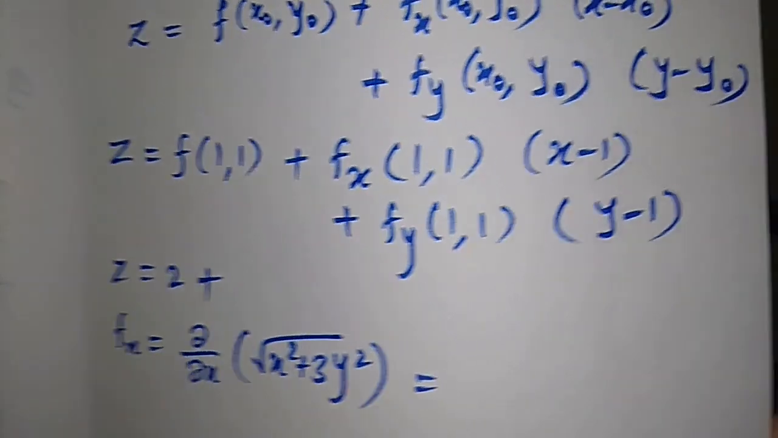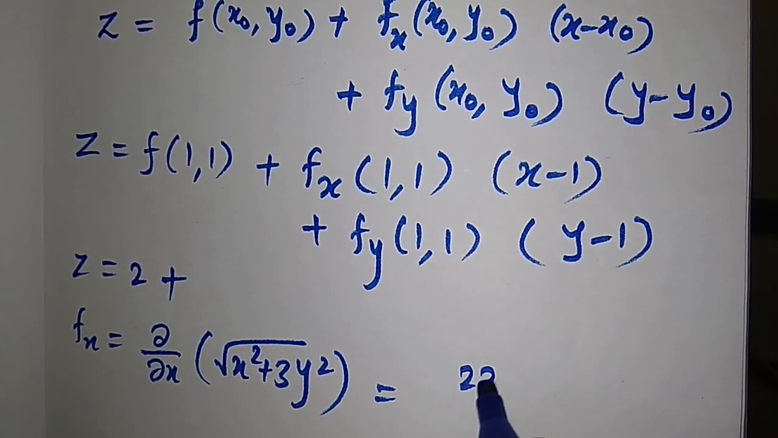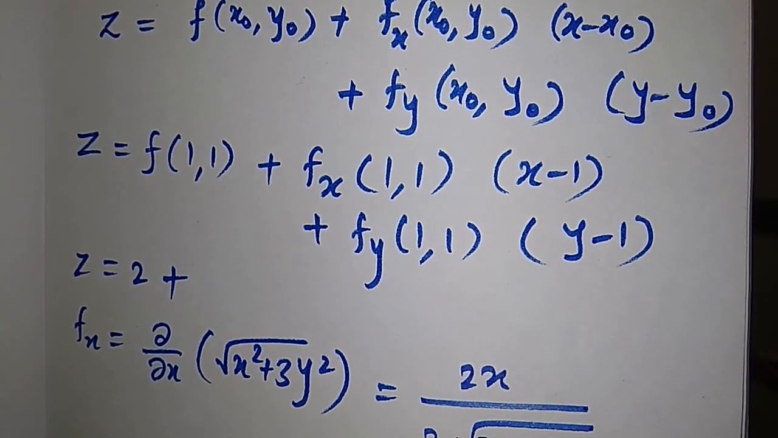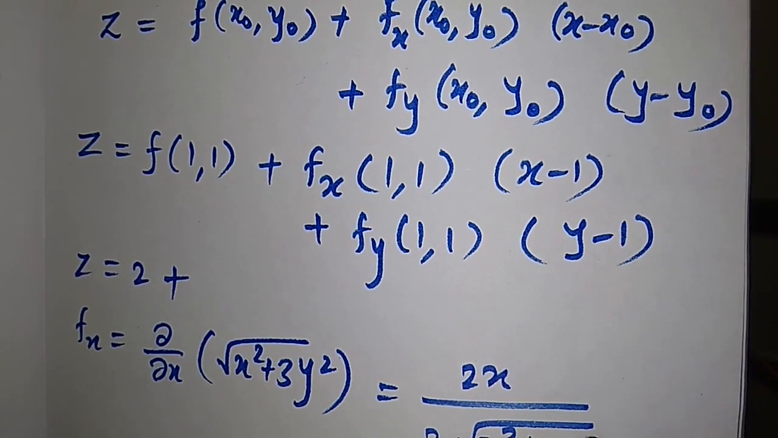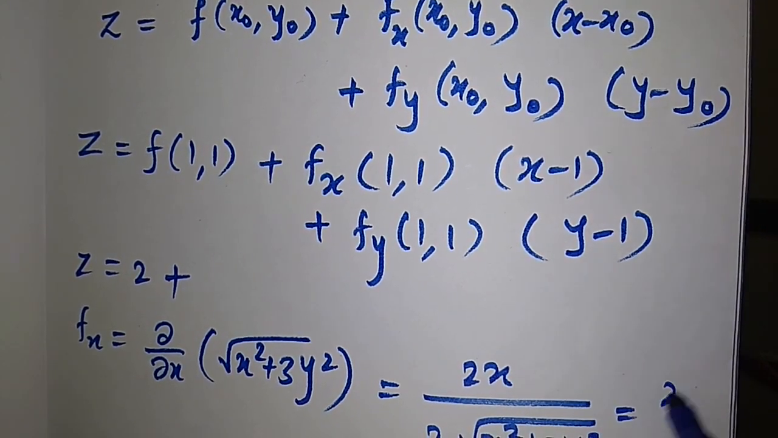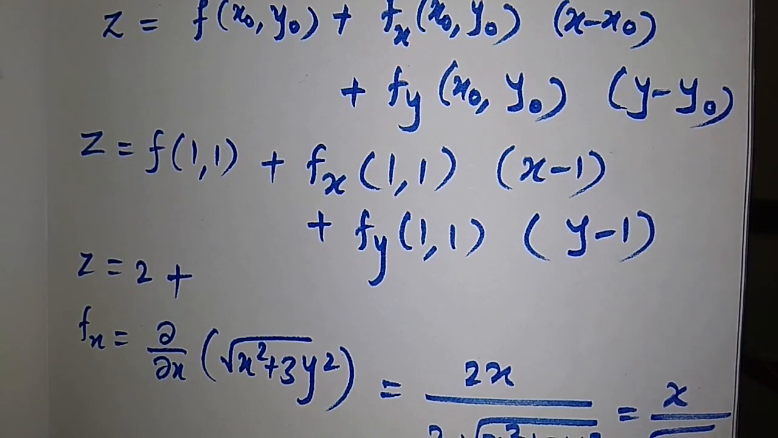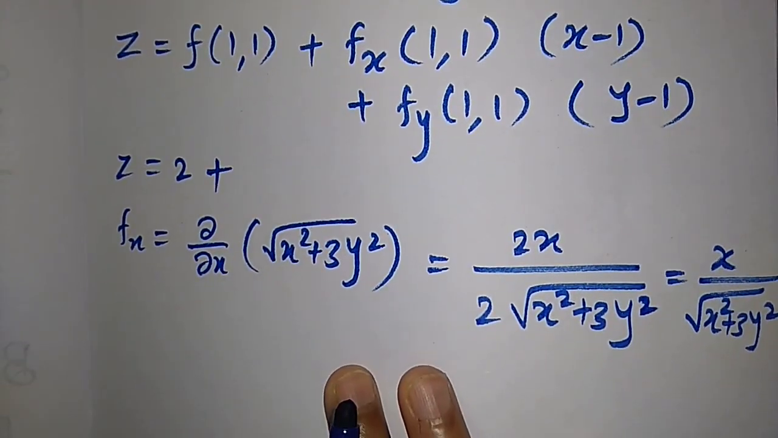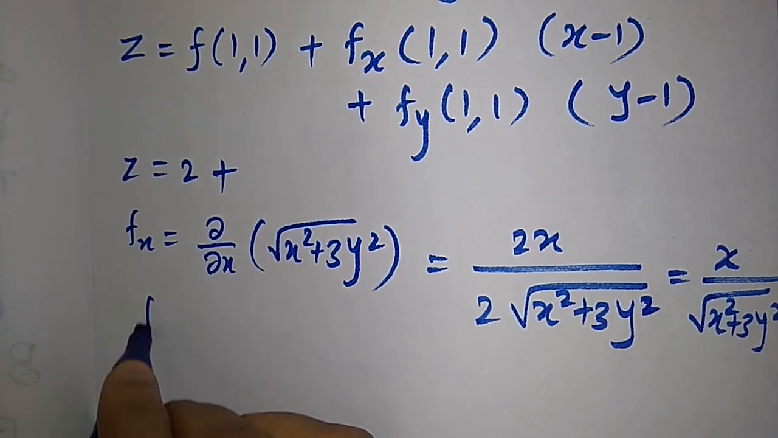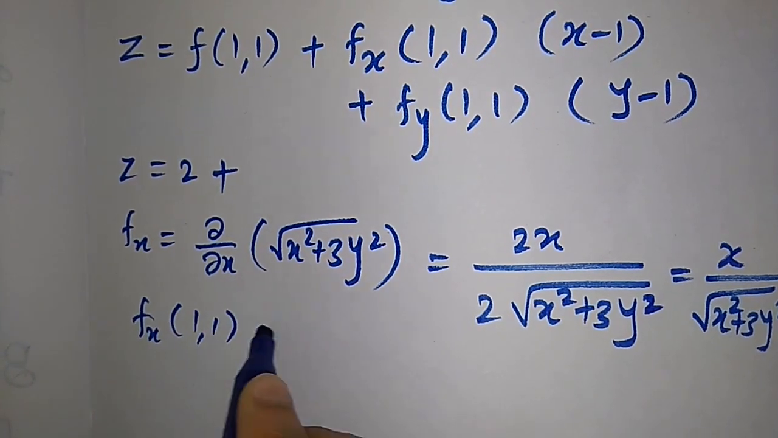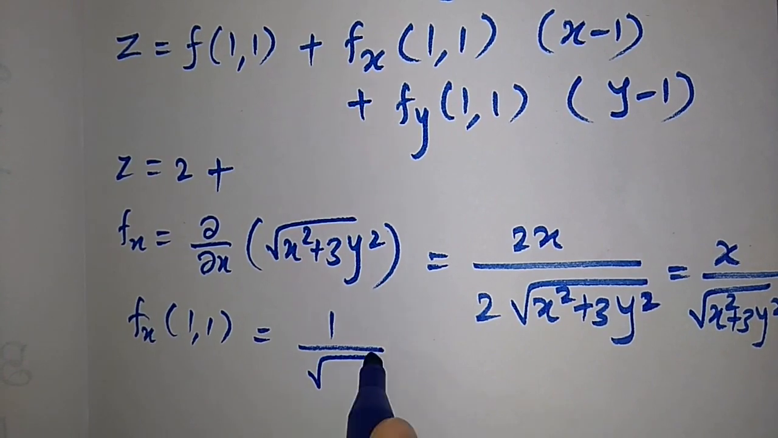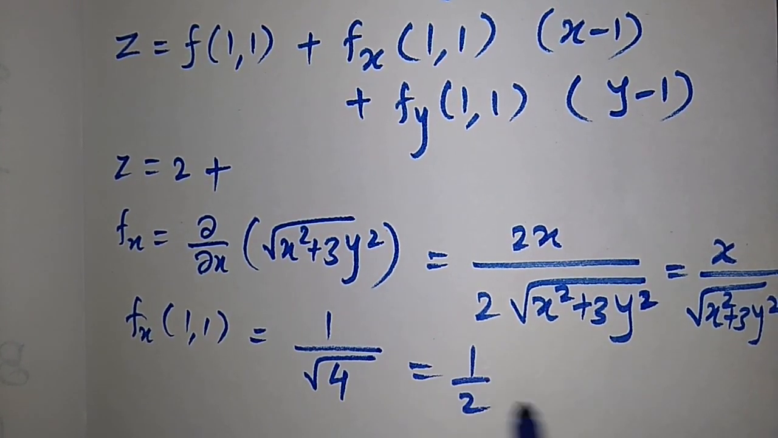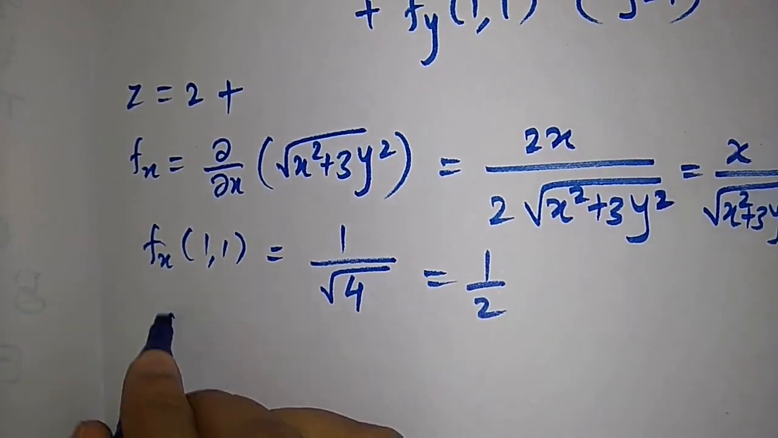So it is same as 2x divided by 2 times square root of x square plus 3y square. So it is same as x upon square root of x square plus 3y square, and you just put the value of x is equal to 1, y equal to 1. So fx evaluated at 1, 1 is same as 1 upon square root of 4, which is same as 1 by 2. Similarly, you find out fy at 1, 1.